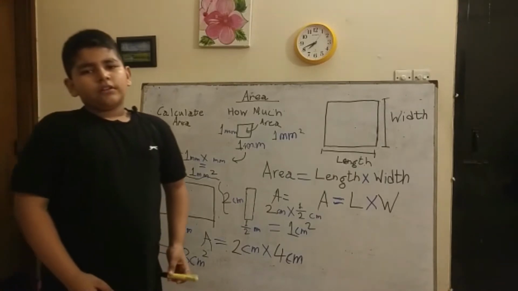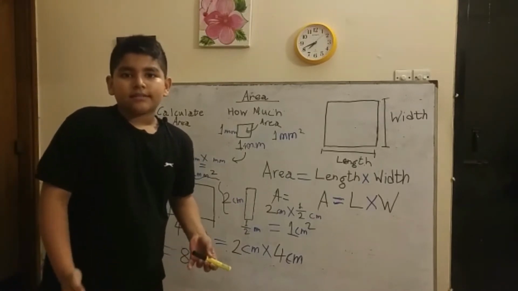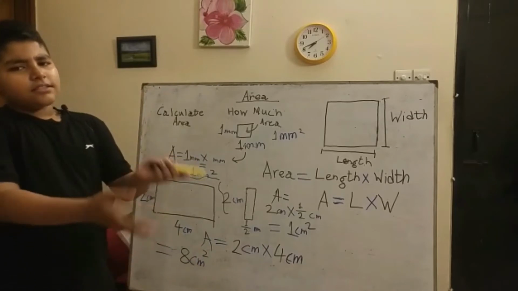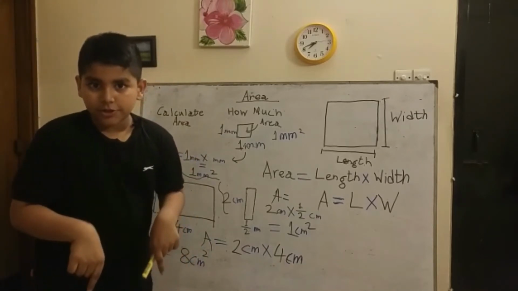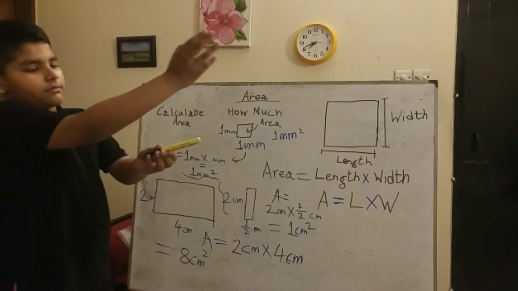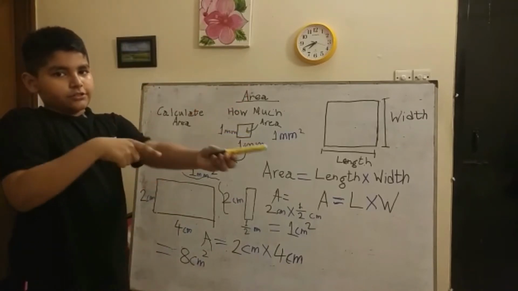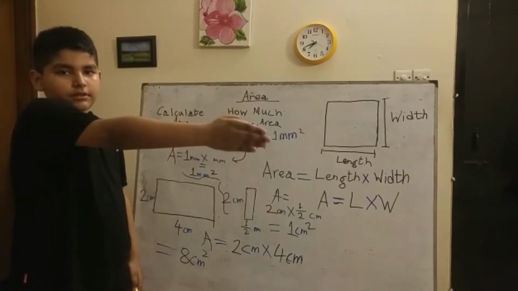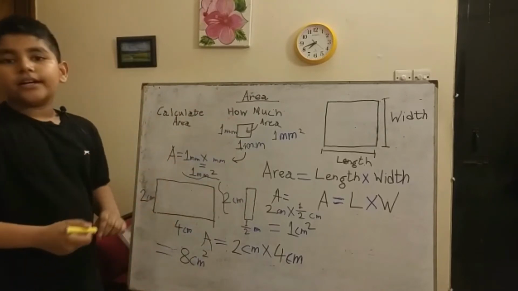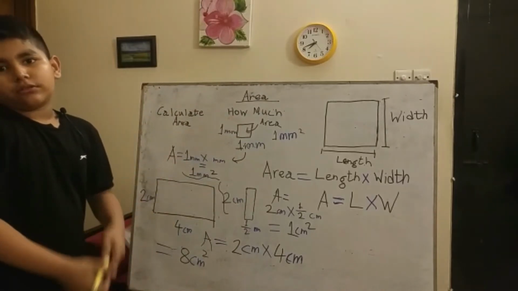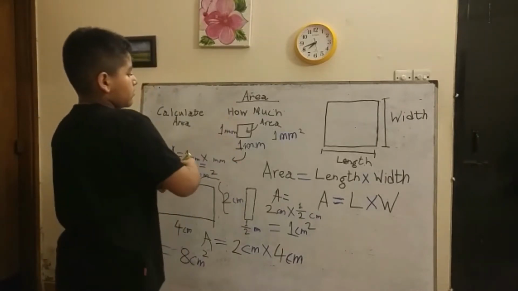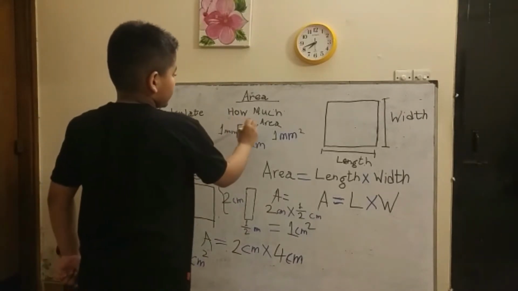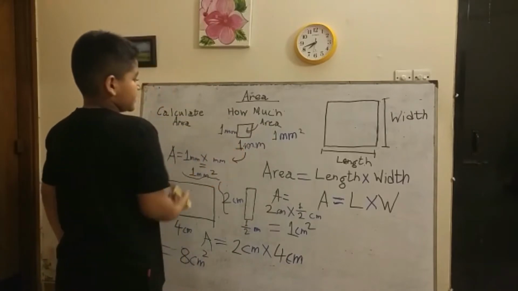First of all, we need to know what area is. Unlike last video where we talked about perimeter, link in the description, perimeter is a one-dimensional quantity, but area is a two-dimensional quantity. So we're going to see how to calculate how much area is inside a shape.